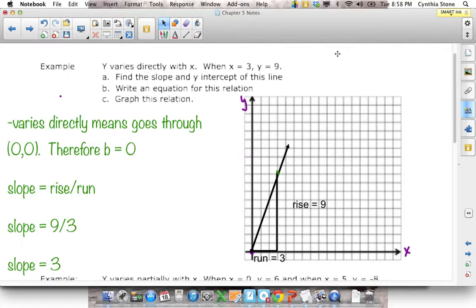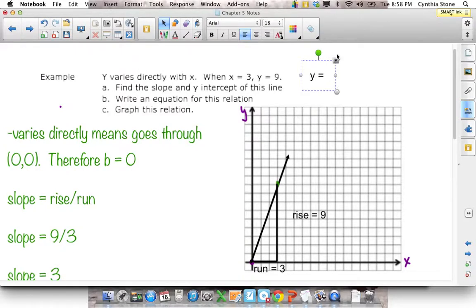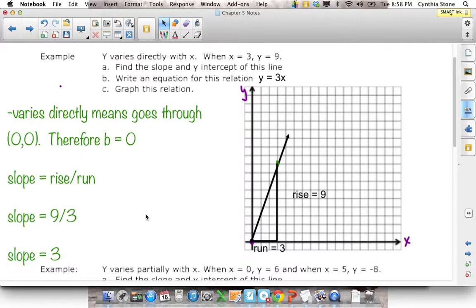The equation is y = 3x + 0, where b is 0. Okay, there's my equation: y = mx + 0, because b is 0. Okay, this is a long note, but we only have one more example, so let's get on with it.